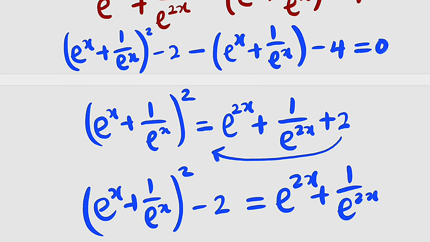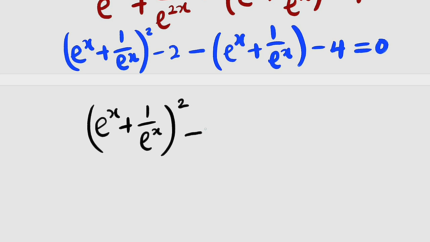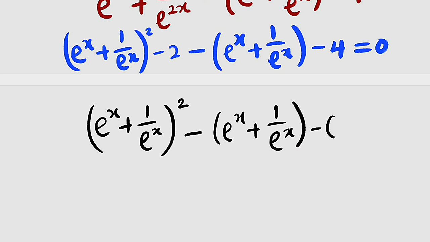All right, let's continue. So from here, we may decide to take this negative 2 and connect it with this negative 4, and that will give us negative 6, right? So we have (e^x plus 1 divided by e^x) all squared minus (e^x plus 1 divided by e^x) minus 6. The whole of this equal to 0.